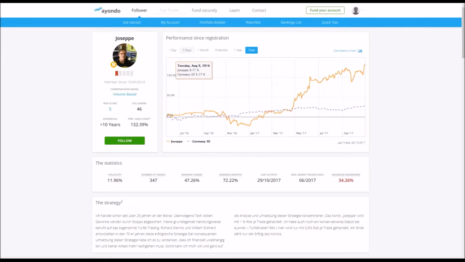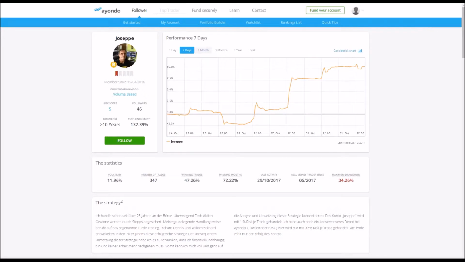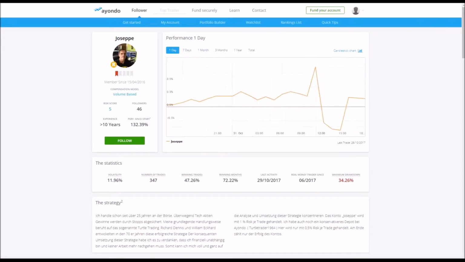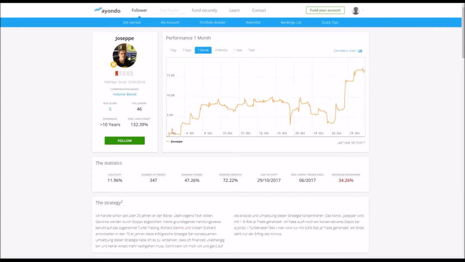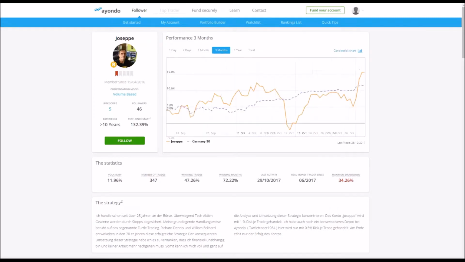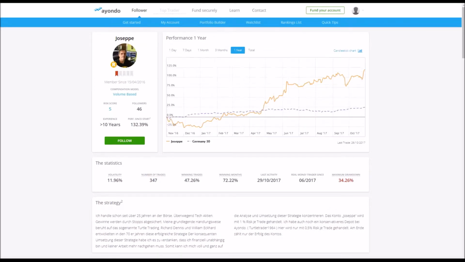So we can have a look at the last 7 days. Giuseppe is up 10% in the last 7 days. Okay, fair enough, he's had a good run. The last day, a bit choppy. Today, the last month, he's up just over 15%. The last 3 months, up about 15%. And the last year, there we go, there's that 120% odd figure. So we can have a good look at how the trader's been performing. Is it someone who we think might be quite interesting? Member since 15th of April 2016. So that's when they logged onto the platform.